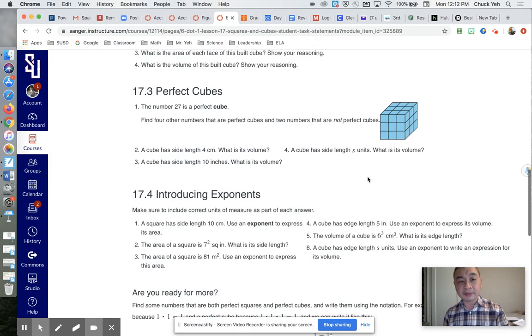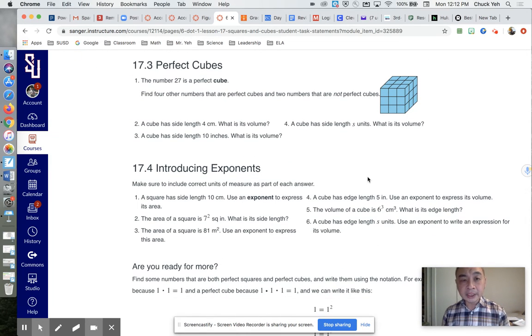Then we went to 17.3. Now cubes is when you multiply the same number 3 times. Okay, that was in the vocabulary. When you multiply the same number 3 times, that's a perfect cube. So 3 times 3 times 3 is 27. So what's another number that's a perfect cube? So what's 2 times 2 times 2? Not 6. Don't add it up. 2 times 2 times 2 is 8. So that is a perfect cube.